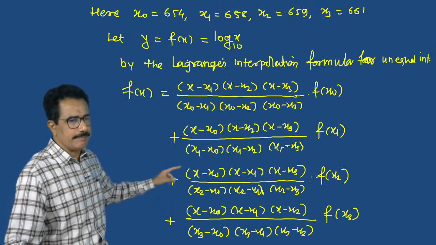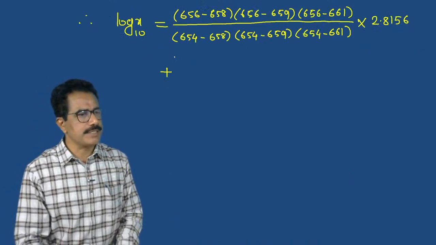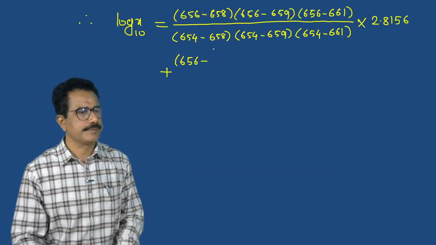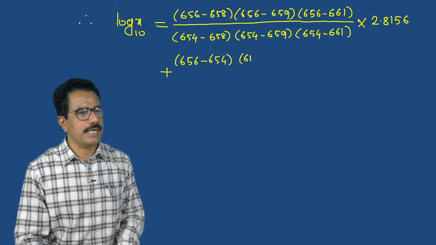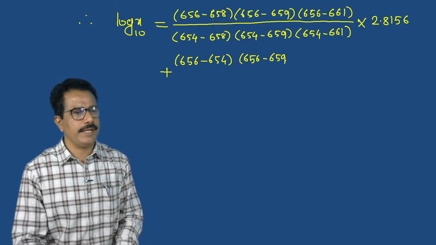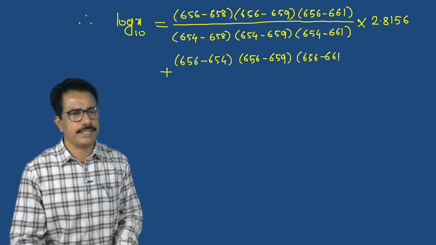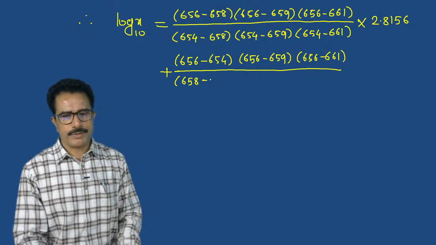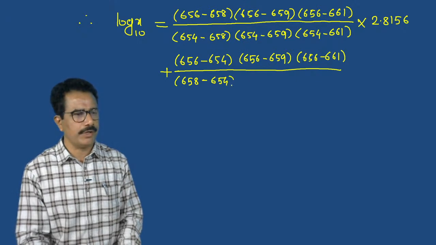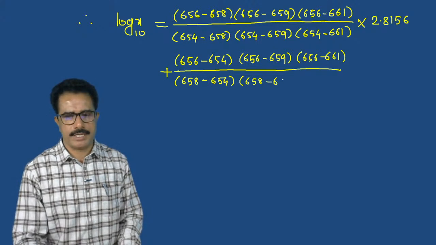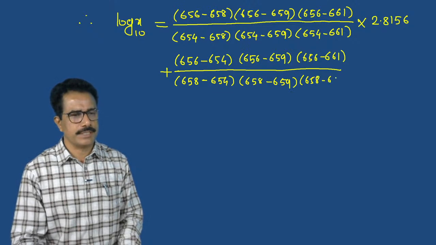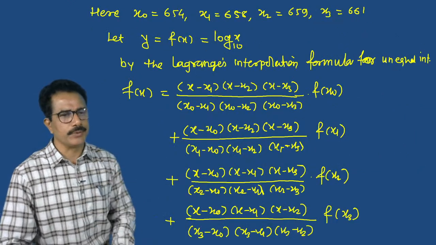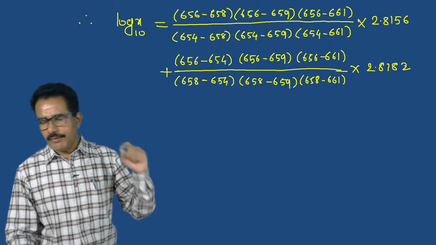Now the second term, x minus x0. x means 656 minus x0, x0 means 654, 656 minus 659, 656 minus 661 divide by x1 minus x0. x1 minus x0 means 658 minus 654, 658 minus 659, 658 minus 661 into f of x1 means 2.8182. Put the values properly, students.